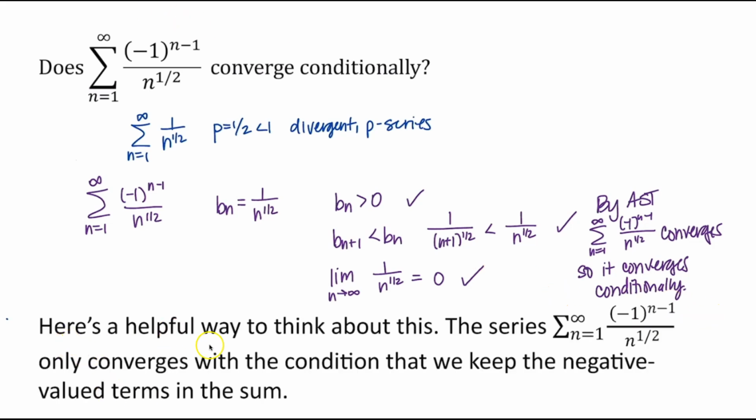Before moving on, here's a helpful way to think about this. The series, the sum of n equals 1 to infinity of -1 raised to the n minus 1 over n to the 1/2, only converges with the condition that we keep the negative value terms in the sum. That's why we call this converge conditionally or conditionally convergent. The series only converges on the condition that we keep the negatives. But if we make everything positive, then it doesn't converge.